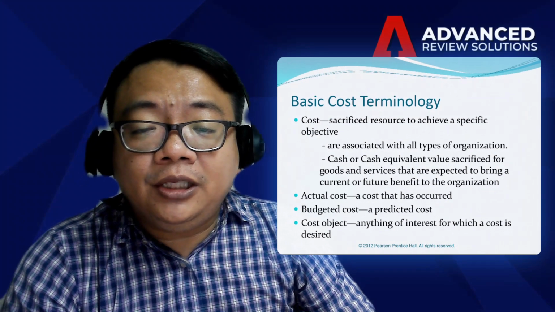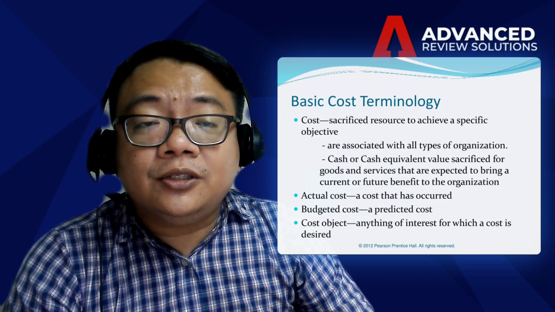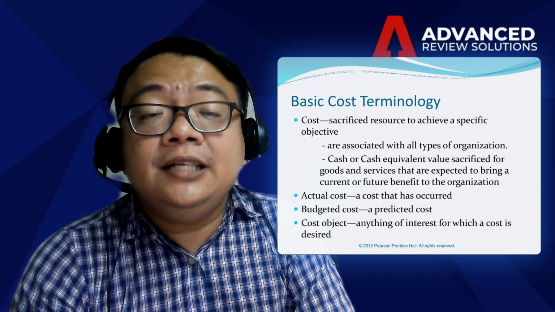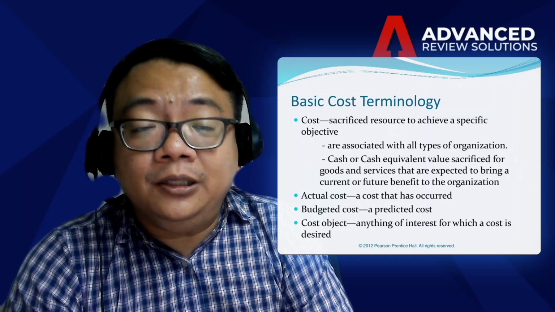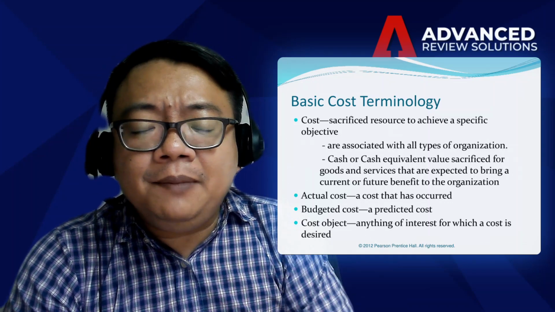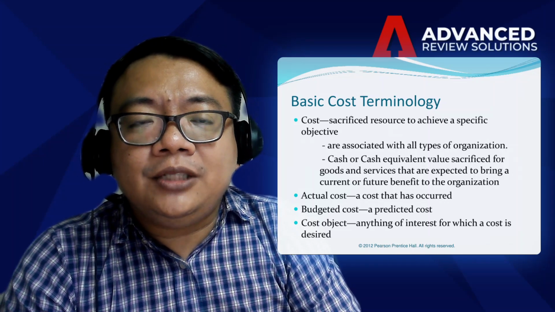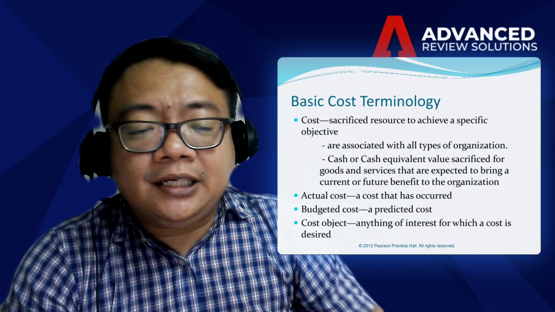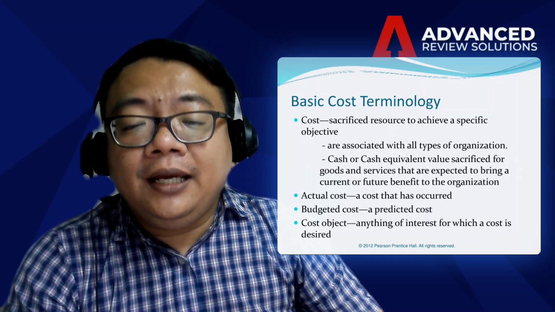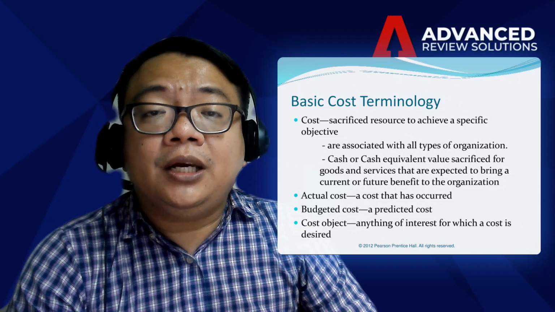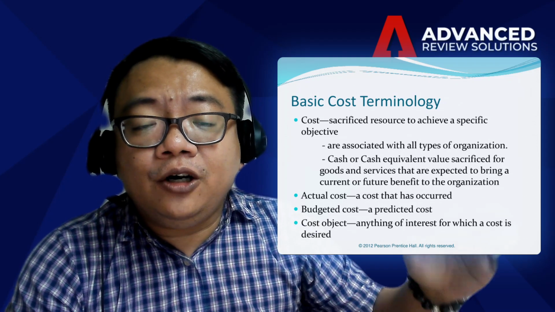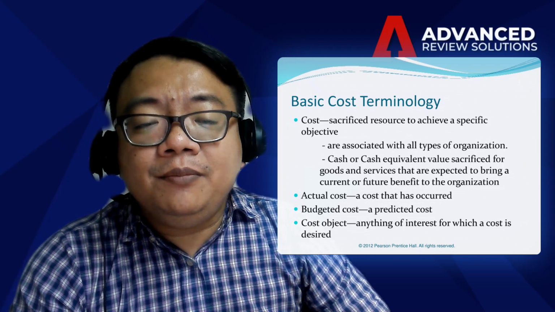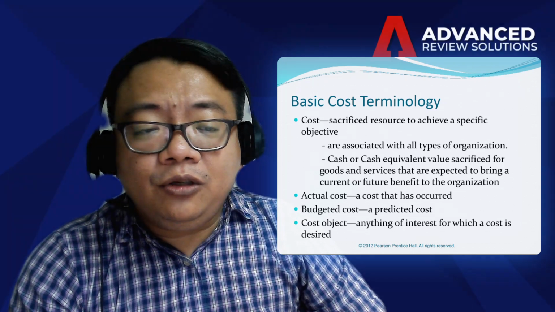And with this, class, it is very important to know that there would be actual cost, budgeted cost, and cost objective. And we all know the actual cost is what you call the historical cost, the cost that has occurred. Why budgeted cost? Alam natin that it is a predicted cost. Meaning to say it is a projection, it is forecasted. It will be discussed further in management accounting. Okay? And also, class, very important here is the cost object. So, anong cost object? Anything of interest for which the cost is desired. So, yan ang ibig sabihin, class, ng mga basic terminology, particularly for costs.